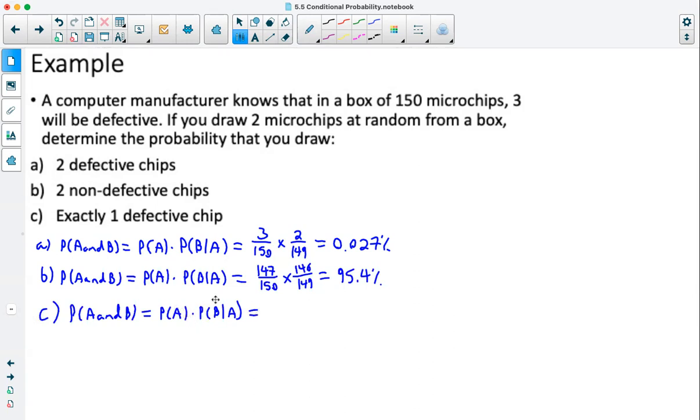With this first one, this is if our first chip is defective, so 3 out of 150 times, we still have 147 chips that do work. Because our first chip was defective, our second chip has to be working. So it's one of our working ones, and that's out of 149. So that gives us 1.97%.